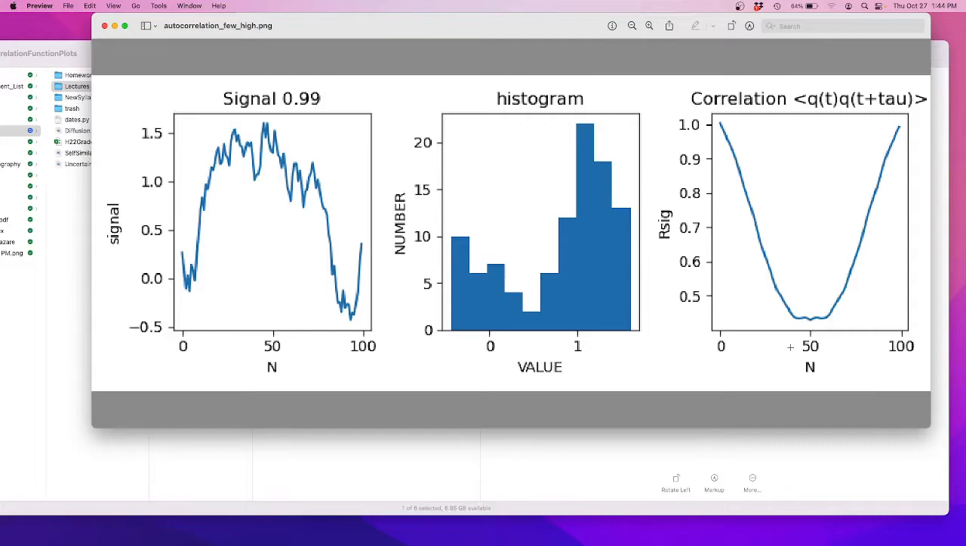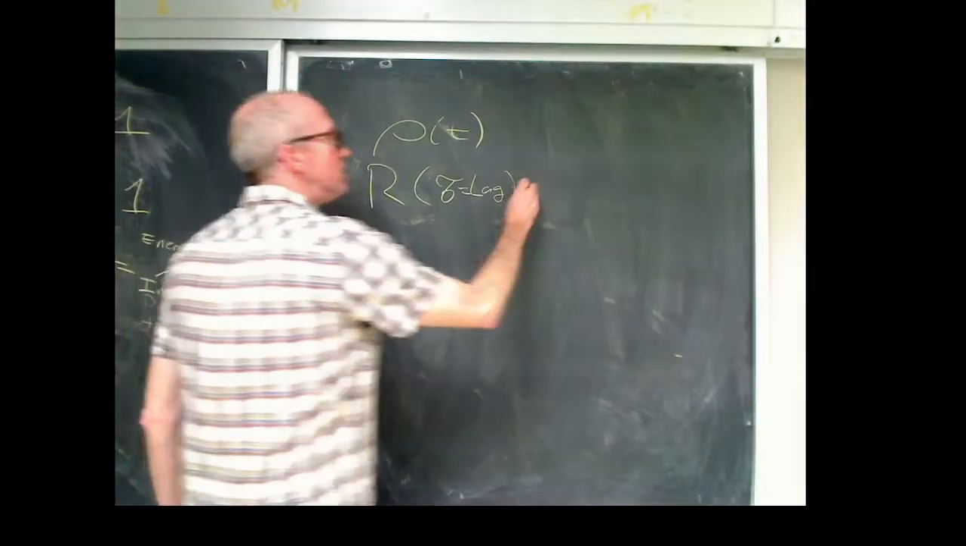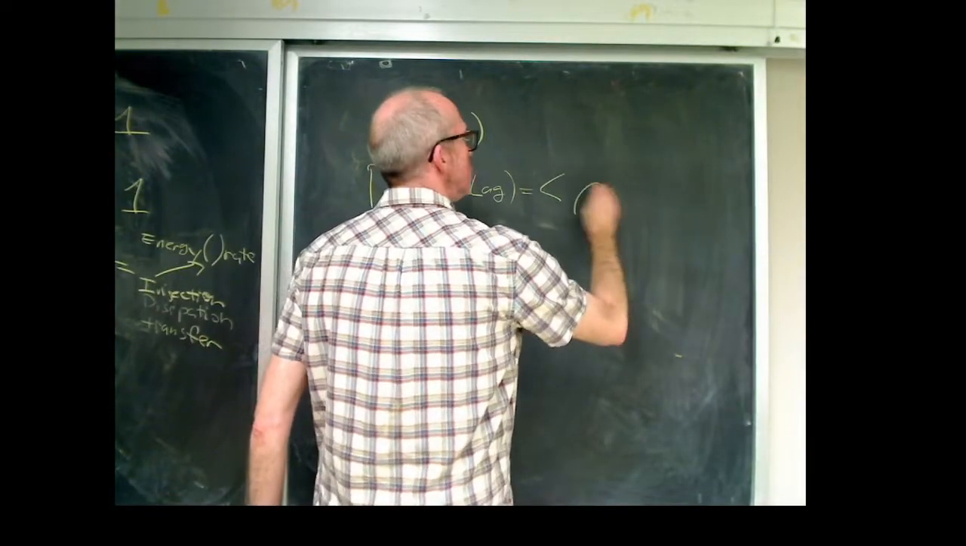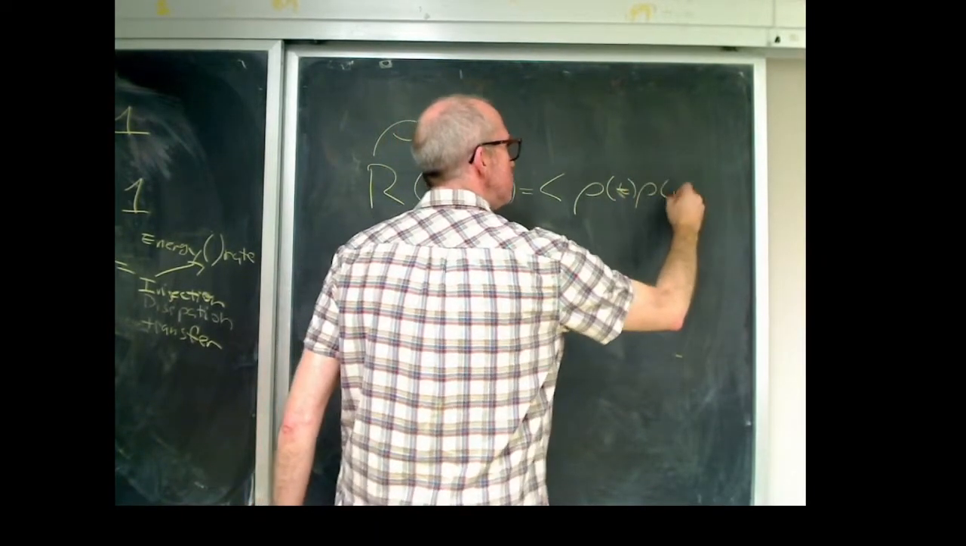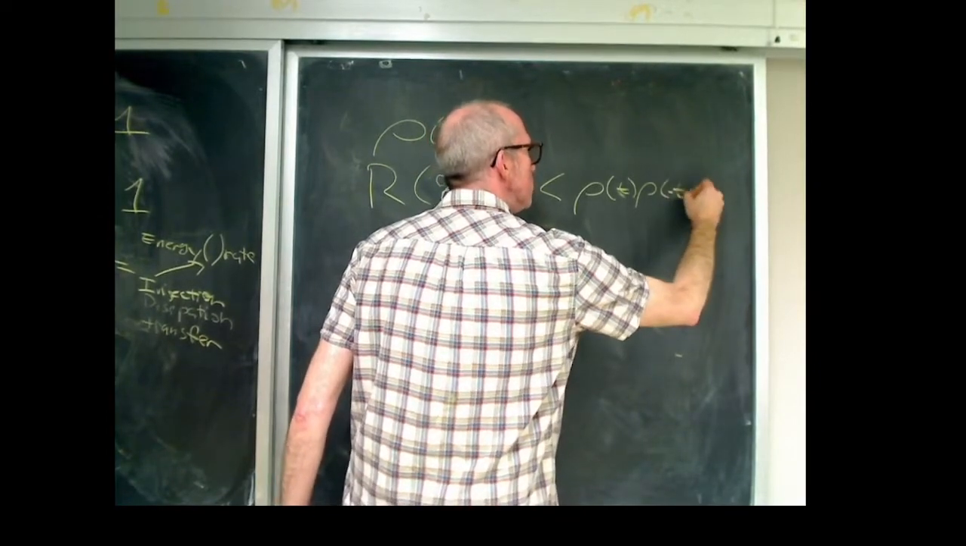The correlation function, the autocorrelation function, let's keep calling it R. R of tau, which is called the lag, is equal to the average of rho at t times rho at t plus tau.